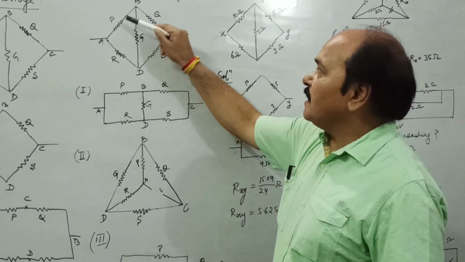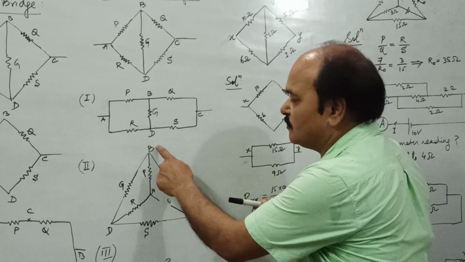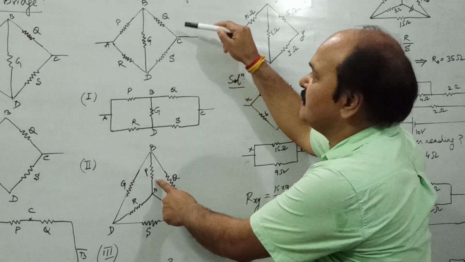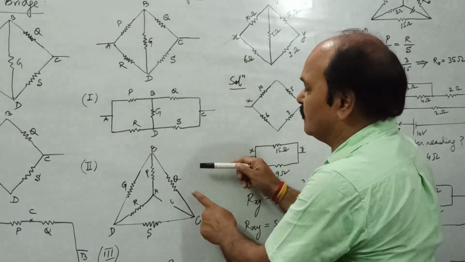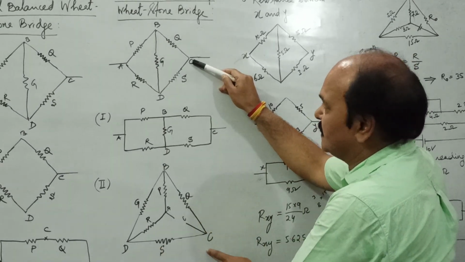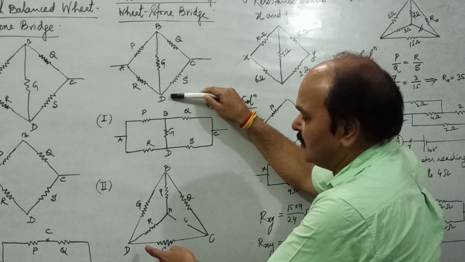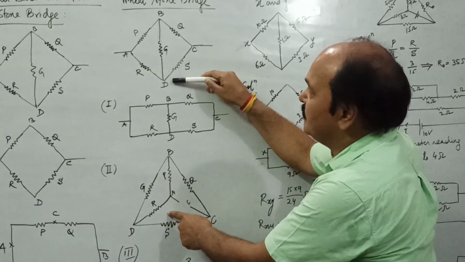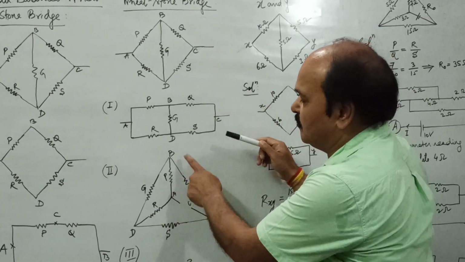Like here, in between A and B is P. In between B and C is Q. See here, in between D and C is what? S. In between A and D is R. And in between B and D is G.